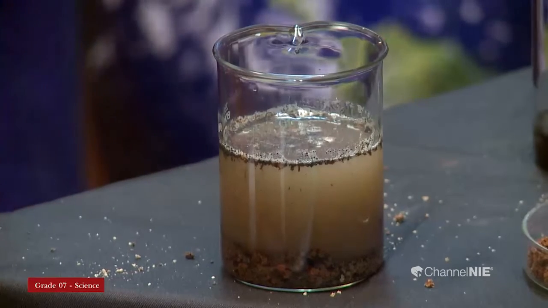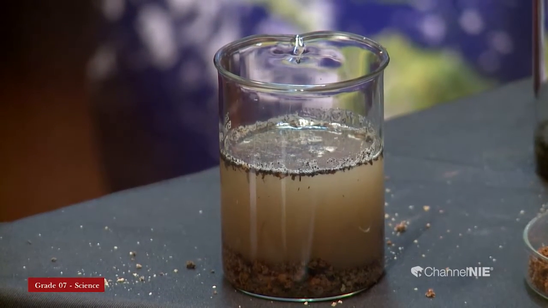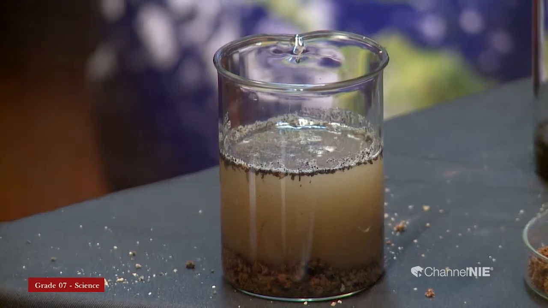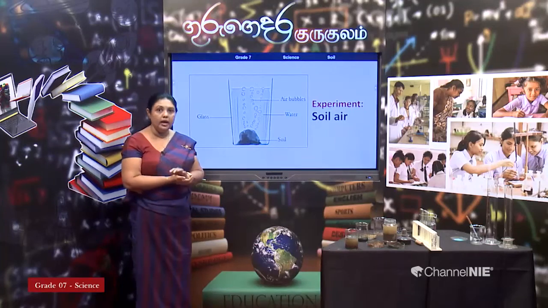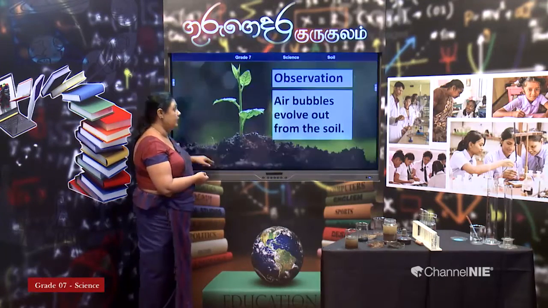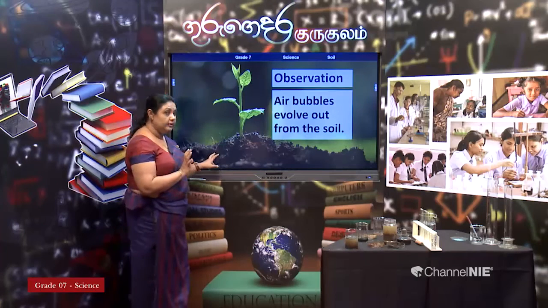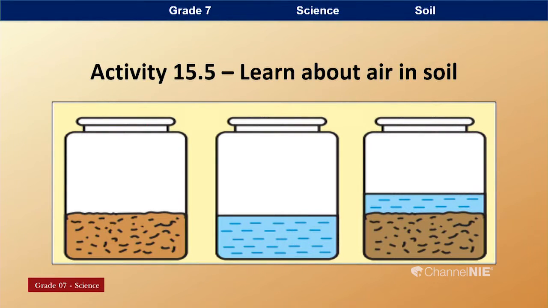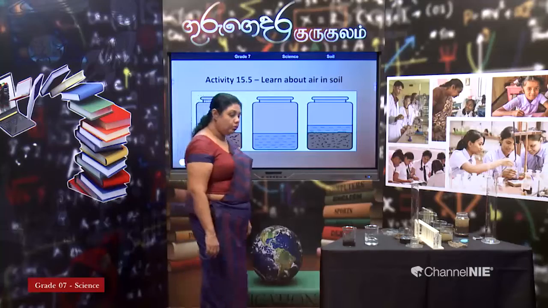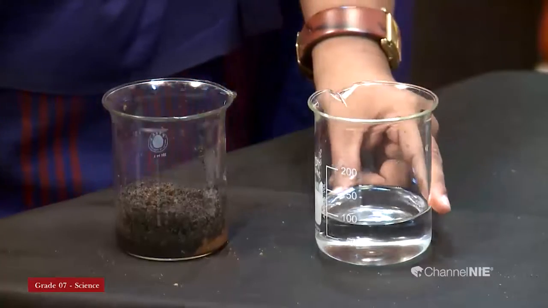You can do this at home. Put some soil into a container, put water into it and see bubbles go out. What are those bubbles? Those are air in soil. So, air bubbles evolve out from the soil. That is your observation here. Let us see how to do this experiment. We will take some soil and water.